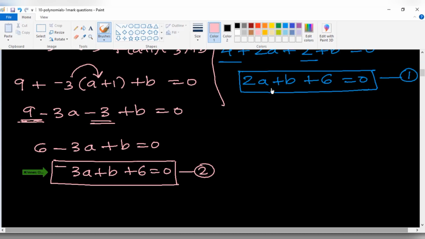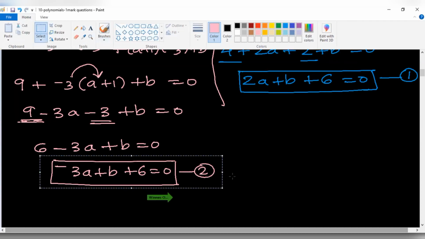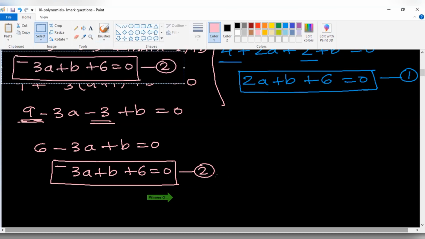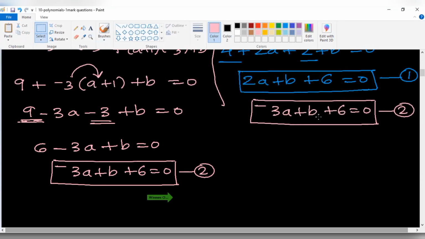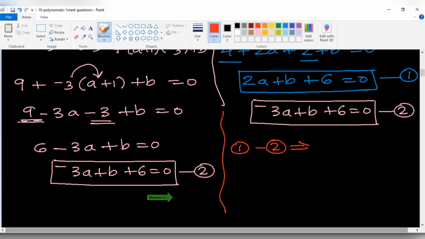Here we have b, here also we have b. So let us subtract. Okay, so let us subtract from first equation the second one. This is the second equation. So when we subtract 2 from 1, that is 1 minus 2, what we get? 1 minus 2. See, 2a minus minus 3a. 2a minus minus 3a, right?